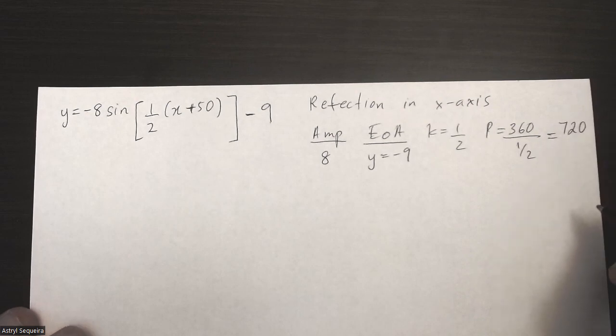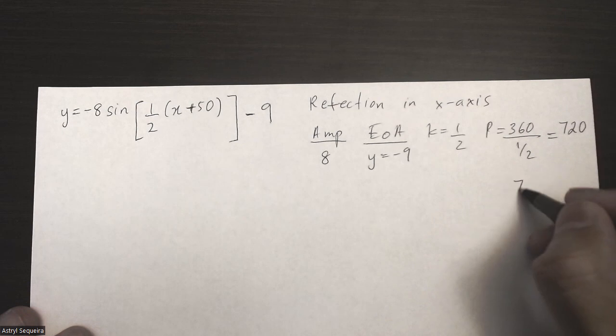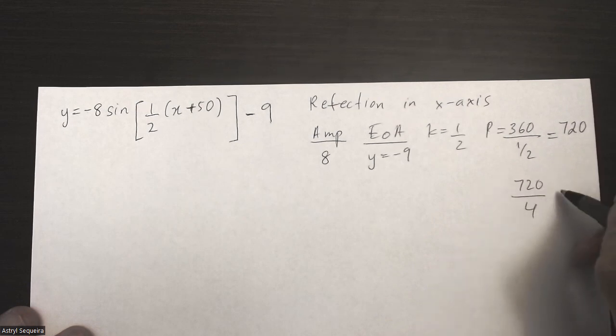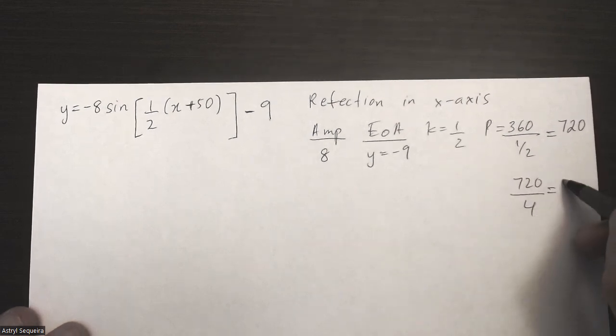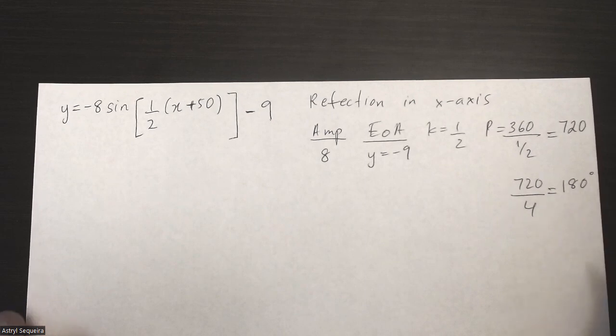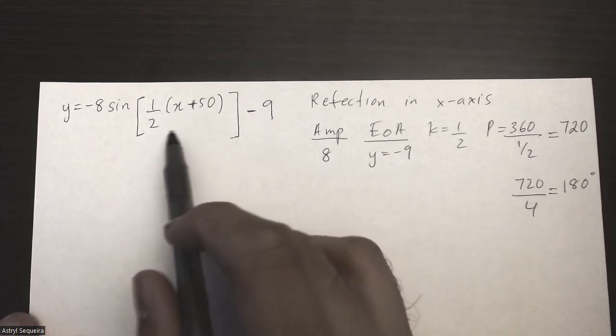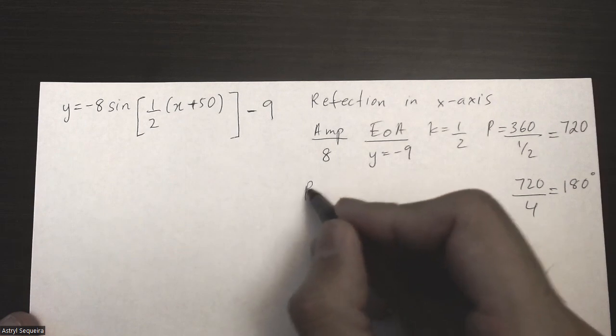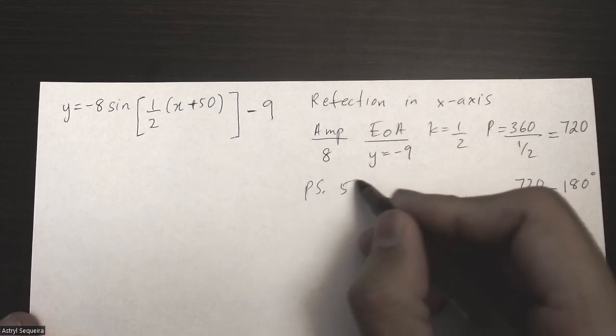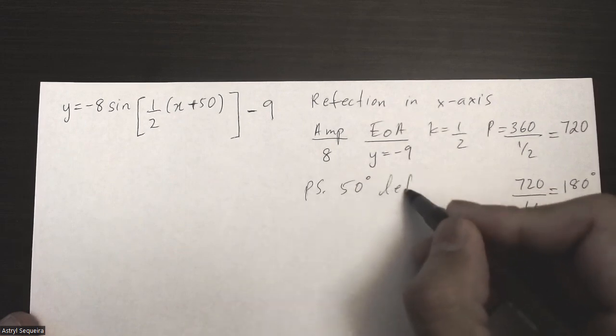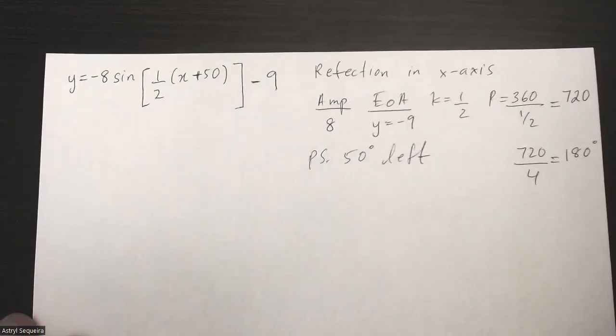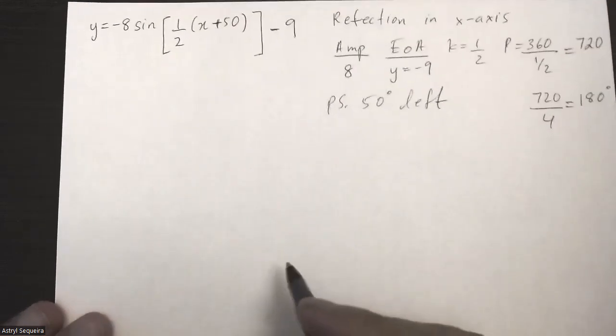720. And then I'm going to do 720 over 4 to figure out my gaps between my points. That's just 180 degrees. And in this one, I have a phase shift of 50 degrees to the left. So now again, I can sketch things out.